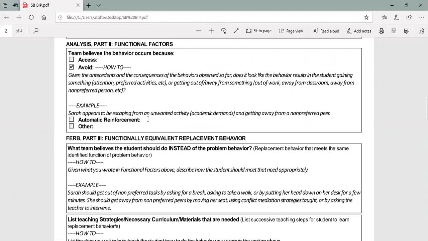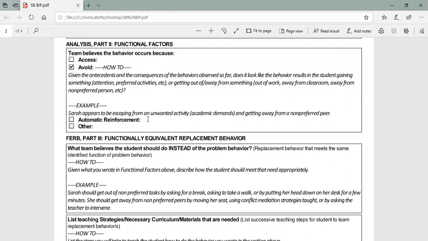Automatic reinforcement means the behavior is not for attention or escape or tangibles. The behavior is actually reinforcing in itself. So automatically reinforcing behaviors, again, they're not doing it to get your attention or to get out of work. They're just doing it because it's fun to do it. So things like self-stimulatory behaviors, the hand flapping, maybe the vocal stims, sometimes some self-injury, sometimes head banging can even be automatically reinforcing. So that's what that means.